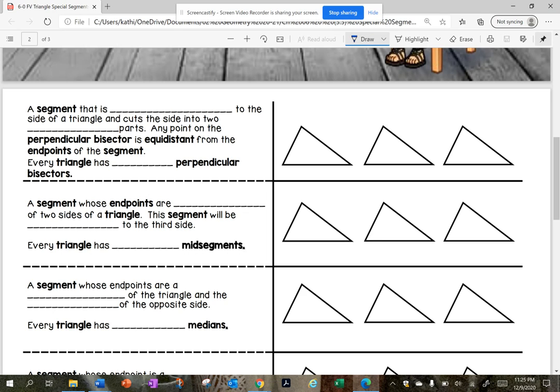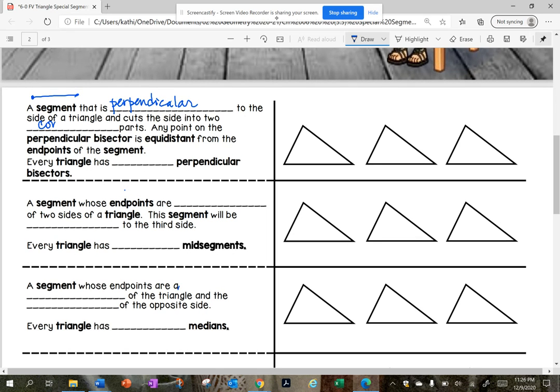Okay, so the first one is a segment that is perpendicular to the side of a triangle and cuts the side into two congruent parts. Any point on the perpendicular bisector is equidistant from the endpoints of the segment, and every triangle has three perpendicular bisectors.